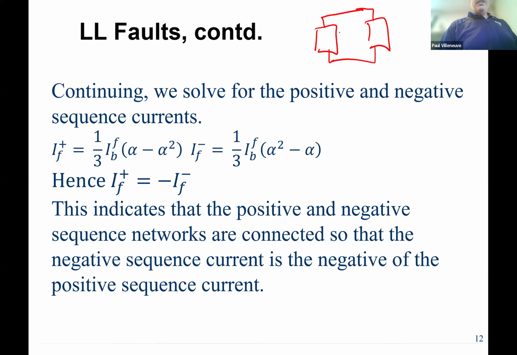and connect them that way, doesn't the current that I'm assuming here is IA positive, isn't that going to be in the opposite direction of IA negative? One goes up and one goes up, so they meet in the middle. So one actually has to be going in the opposite direction. So we actually put our positive and negative sequence diagrams in parallel for a line-to-line fault. Okay.